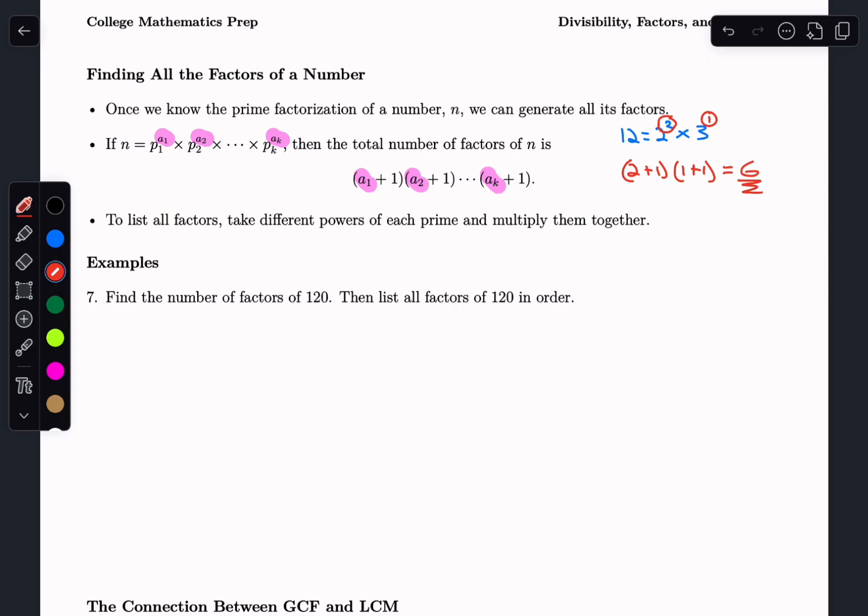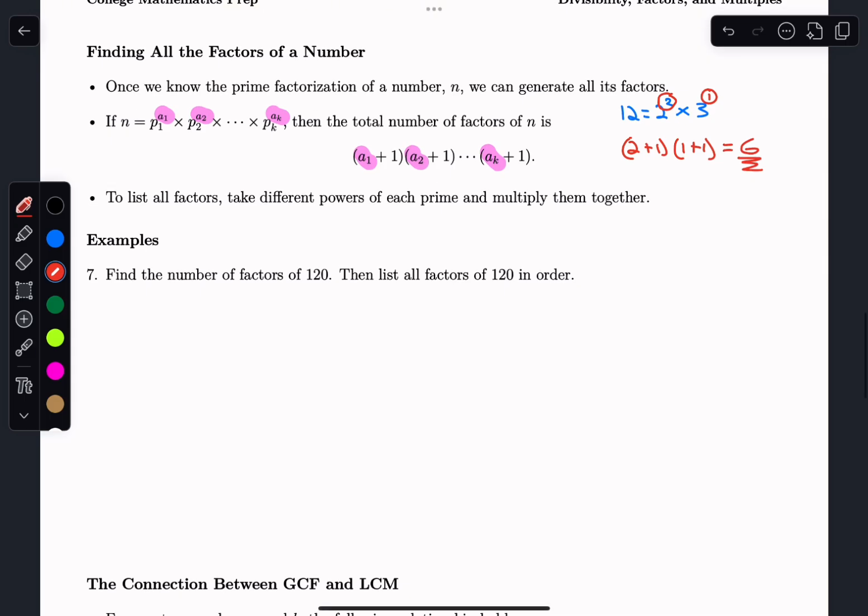And then if we want to actually list all of the factors, so all 6 of them for 12, what we do is we take different powers of each prime and multiply them together. So we're going to see an example that's pretty big with the number 120 here. We want to find the number of factors 120 has and then list all of them out.